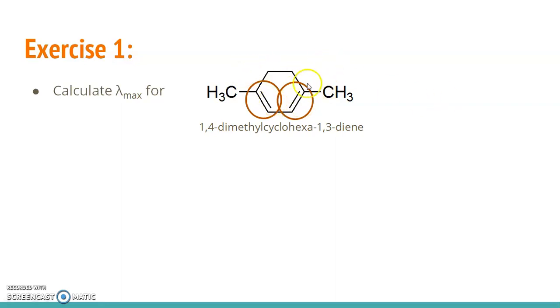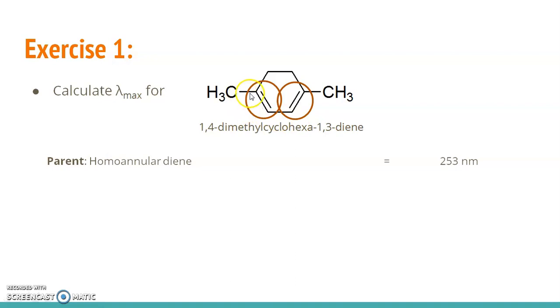So I have highlighted these two double bonds. Since these two double bonds are within the ring, I call this a homoannular diene. The parent value for a homoannular diene we have discussed previously. It is 253 nanometers. This is the parent value or the base value that we have added for this molecule as a whole.